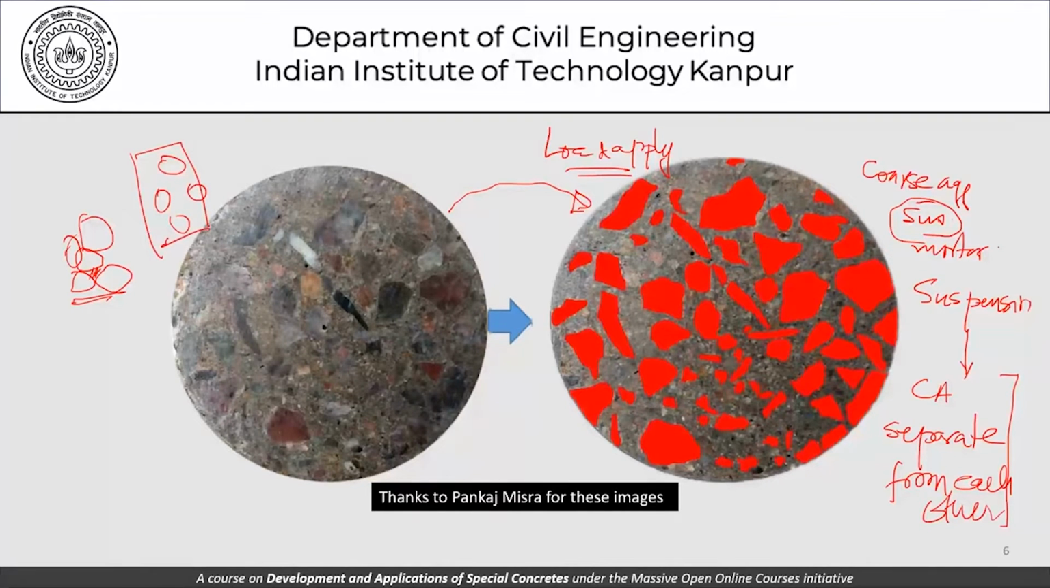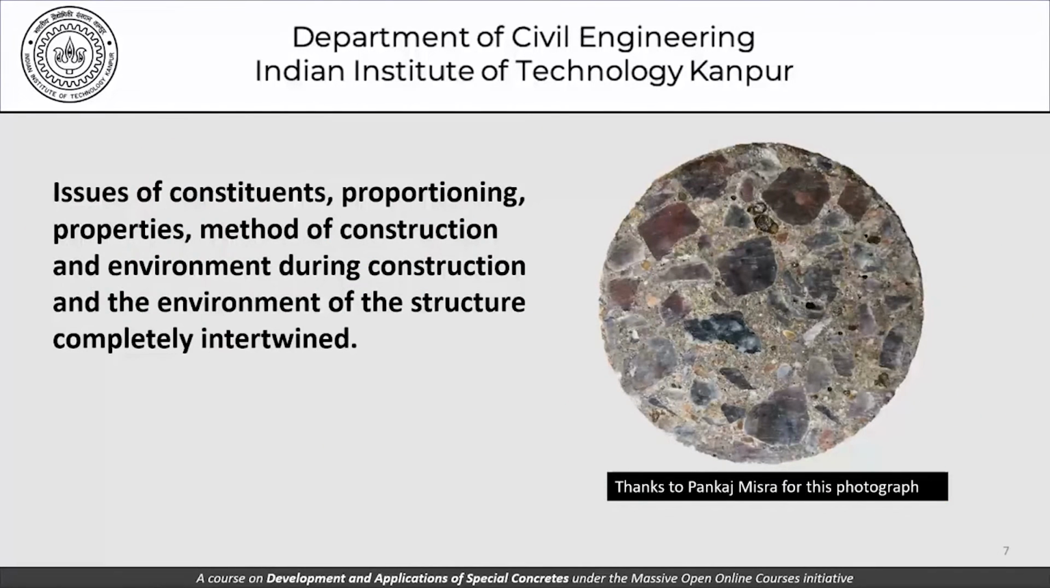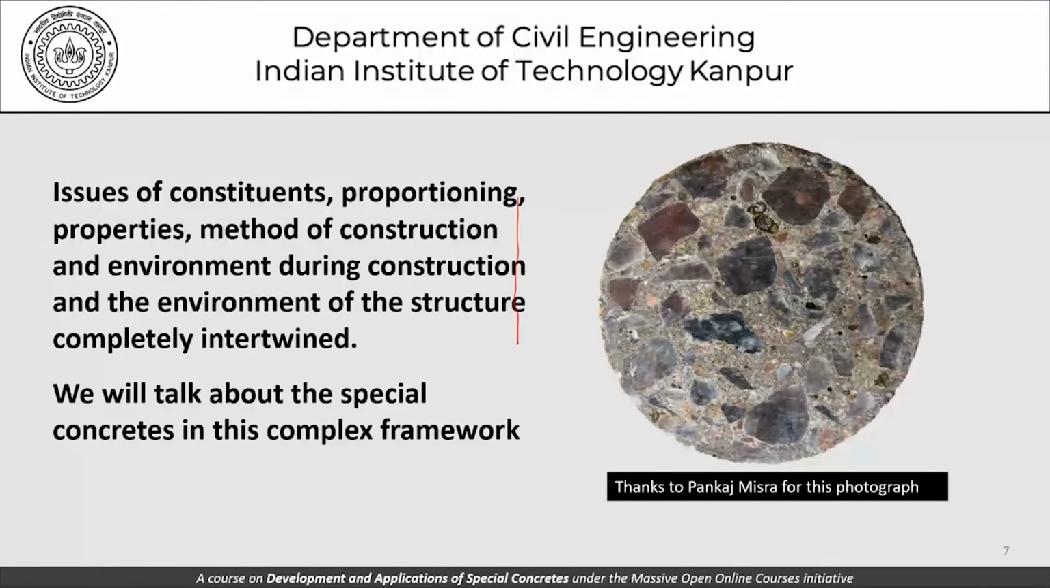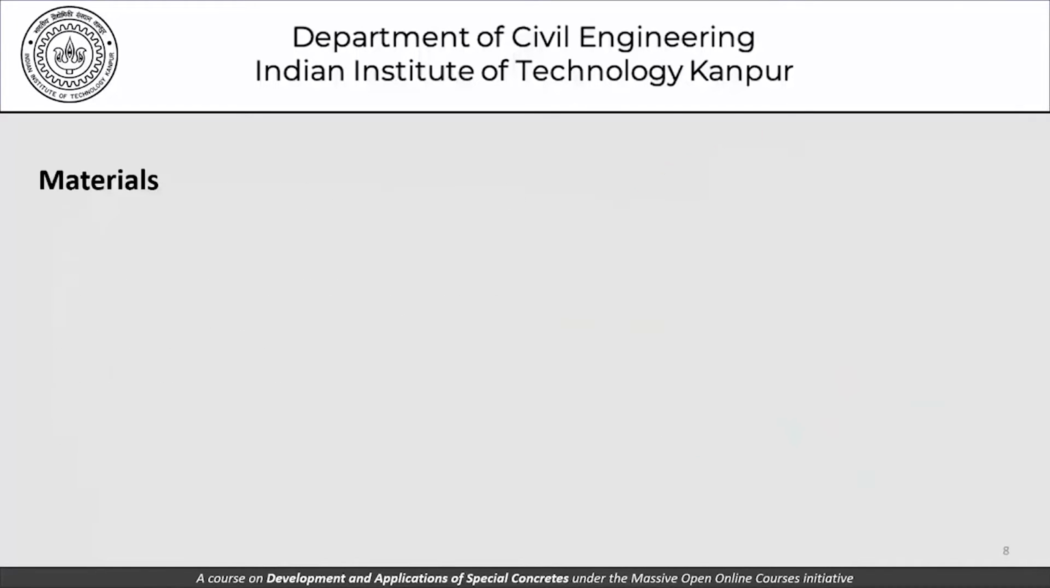Now, the issue of constituents, proportioning, properties, and methods of construction is closely intertwined. This is something which we have already stated several times and is being emphasized once again. We'll talk about special concretes in this complex framework. Let's try to commence our discussion on that. Now, as far as materials are concerned, I've already told you that we'll talk about water, cement, fine aggregates and coarse aggregates as our basic constituents.